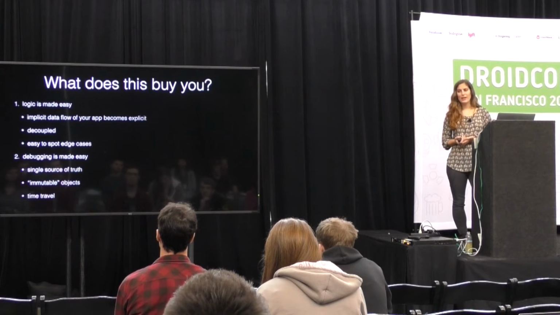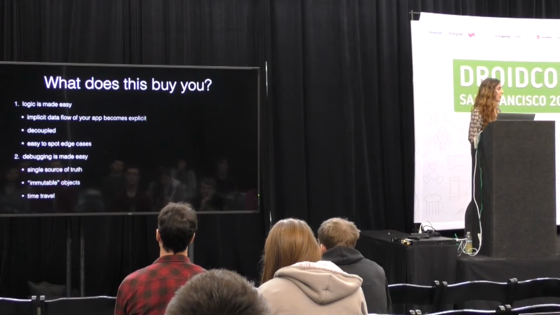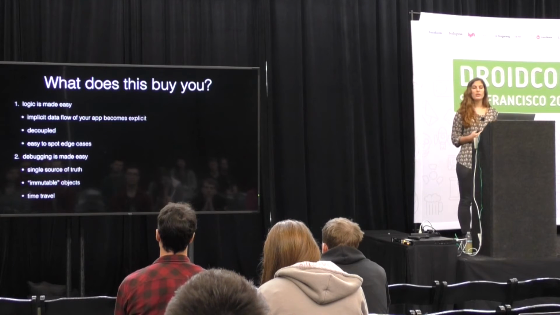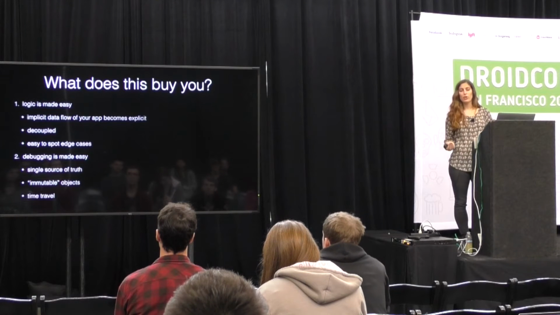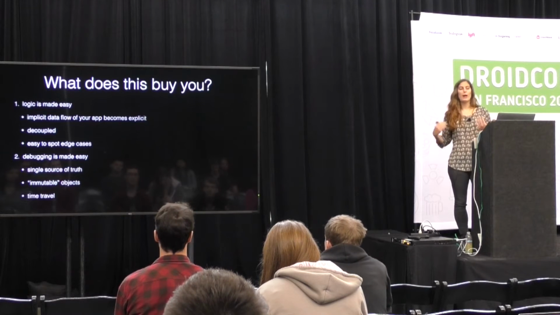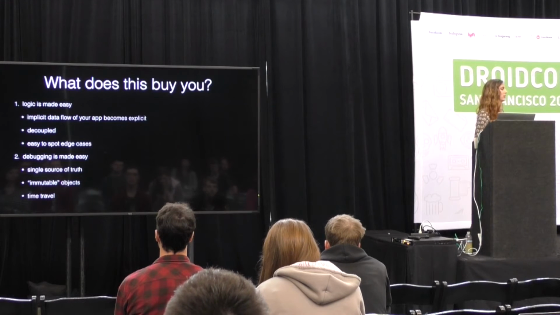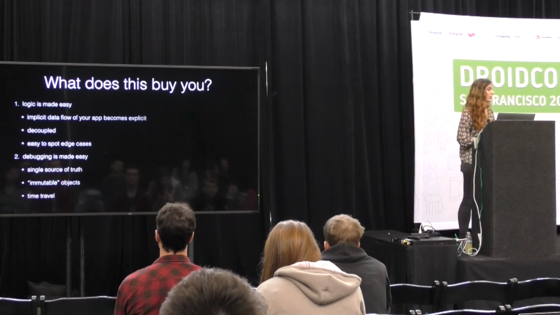Now, what does this buy you? Well, it buys you a lot. And primarily it buys you something when you're writing the code in that it's easier to get correct the first time, but it also gives you a lot of gains when you're debugging the code because it's easier to reason about your app and what's happening at any point in time. So the logic is made easy. I think you're all going to see this really clearly when I go through the example.